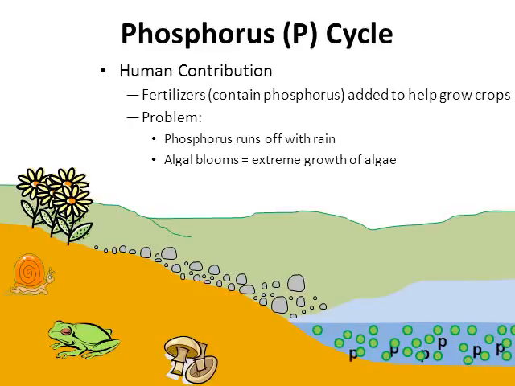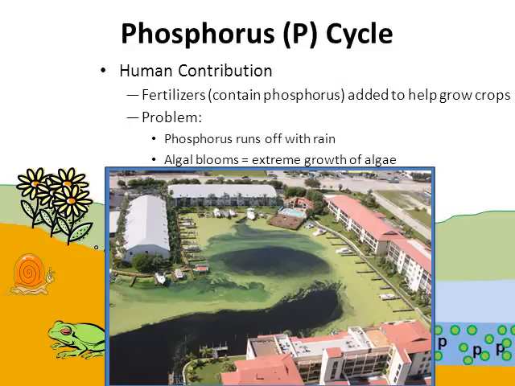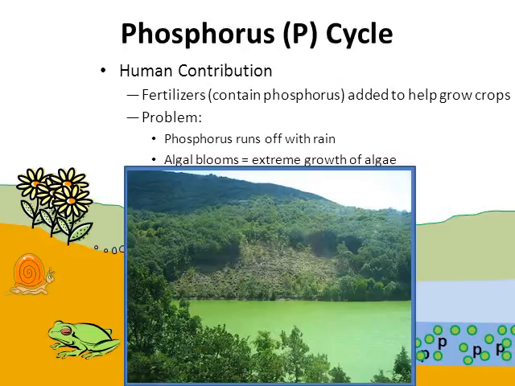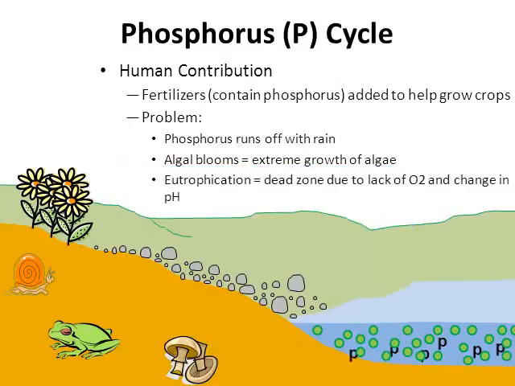Why is this bad? First of all, before we address why that is bad, here's a couple of photographs of algal blooms. You can see this watery area just has a layer of green slime growing on it. And here we have a lake or a river that's completely been turned green because of the extreme growth of algae. The problem that this causes is something called eutrophication. Ultimately, what happens to this little body of water is it becomes a dead zone.